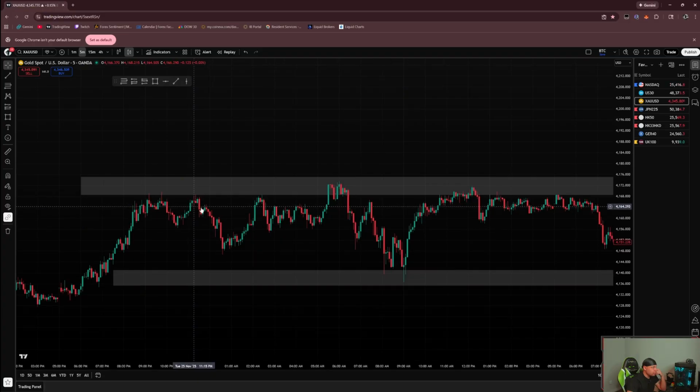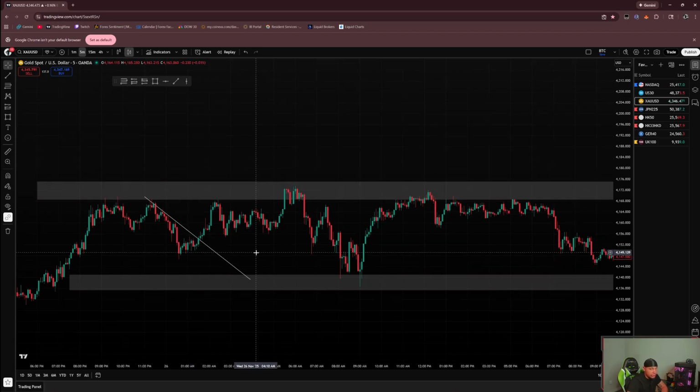We broke this structure here, pushed right back into that previous structure. As soon as I would have seen that, I would have took that short. Man, I would have targeted somewhere in this area. But I do something where I trail my trade. So I would have got out, at profit, or I would have got out as soon as I seen a break in structure. That way you protect your profits.